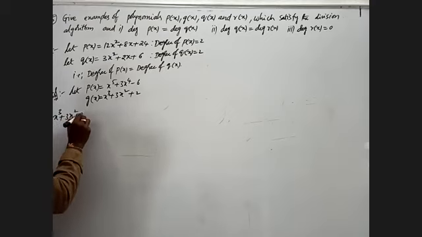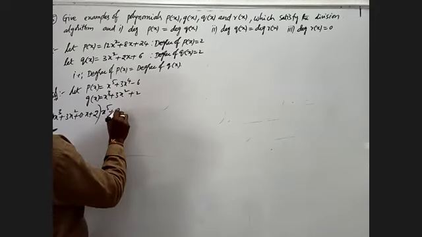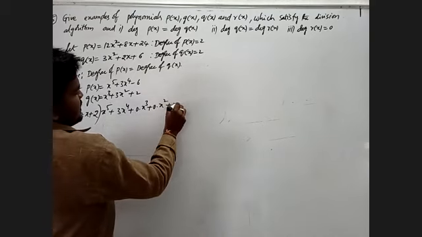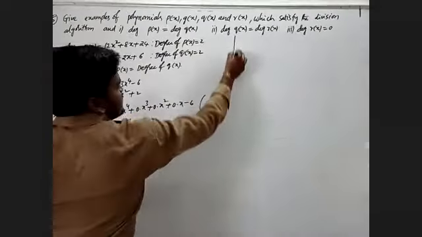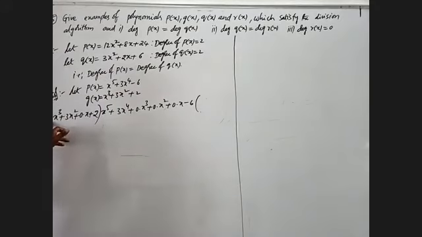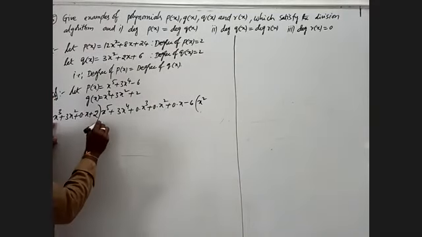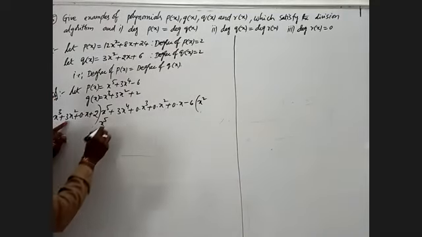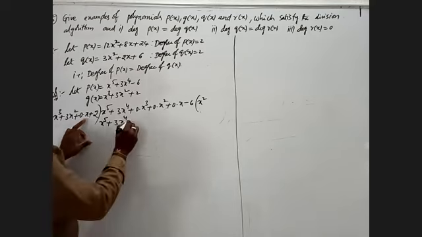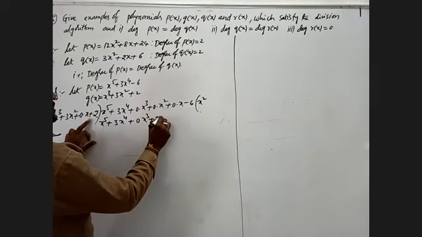x cube plus 3x square plus 0 into x plus 2 can be divided into x power 5 plus 3x power 4 plus 0x cube plus 0x square plus 0x minus 6. I will write that first. The highest term is x cube, and there x power 5 can be obtained by multiplying by x square. X square into x cube is x power 5. After that, 3 into x square into x square is 3x power 4. After that, 0 into any value is 0. X square into x is x cube. After that, 2 into x square is 2x square.